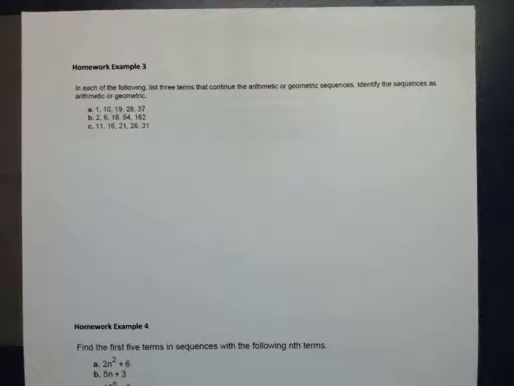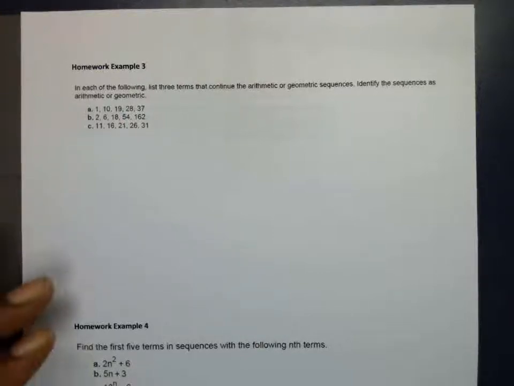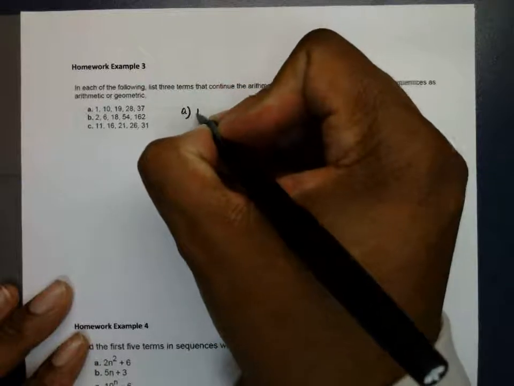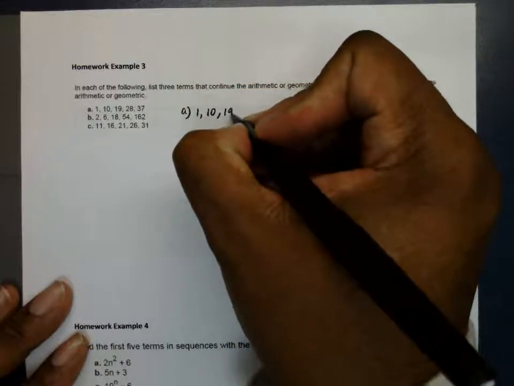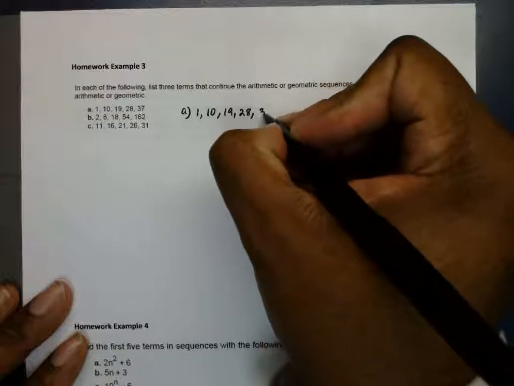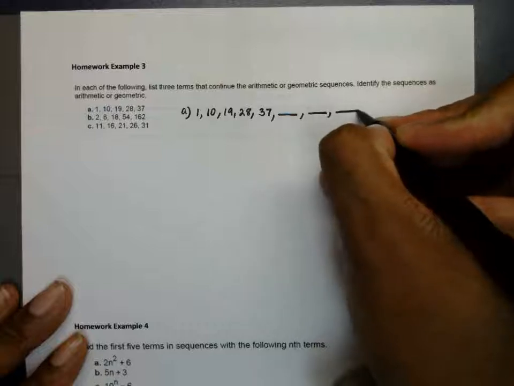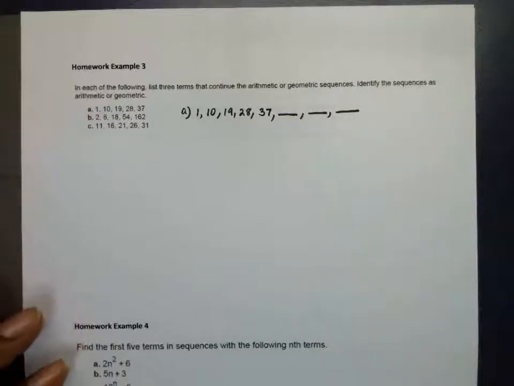All right, on the next page, we're going to look at just a few homework examples to round out this video. In each of the following, list 3 terms that continue the arithmetic or geometric sequence. Identify the sequences as arithmetic or geometric. So in part A, we've got 1, 10, 19, 28, and 37, and we want the next 3 terms. Well, let's look at this here.